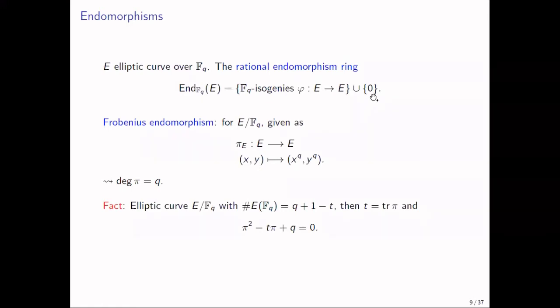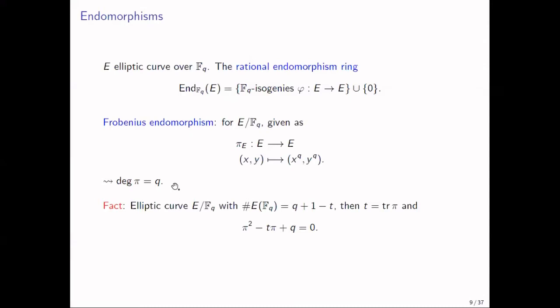If we add the 0 to it, then we have a ring structure. So we can multiply isogenies by composing them, and we can add isogenies because we can add homomorphisms. And the most important isogeny or endomorphism is the Frobenius endomorphism. For an elliptic curve E over F_q, it's given by taking a point with coordinates x and y and raising them to the power q. Okay, so you see that this is an endomorphism. It's an isogeny of degree q.